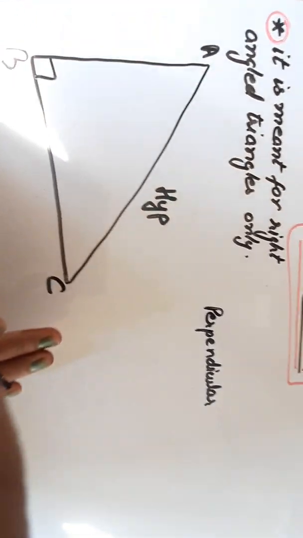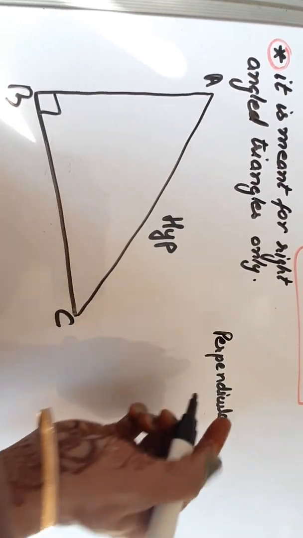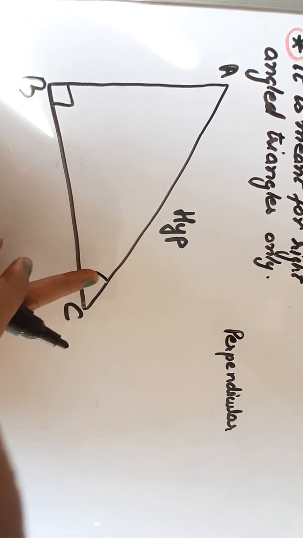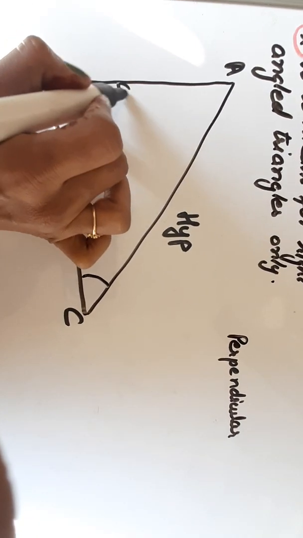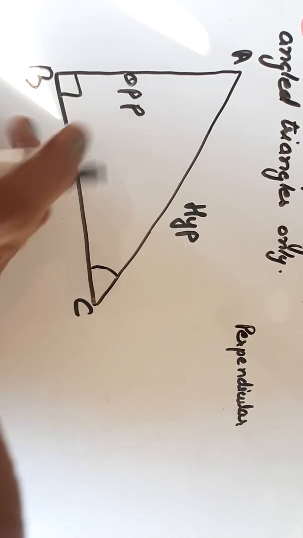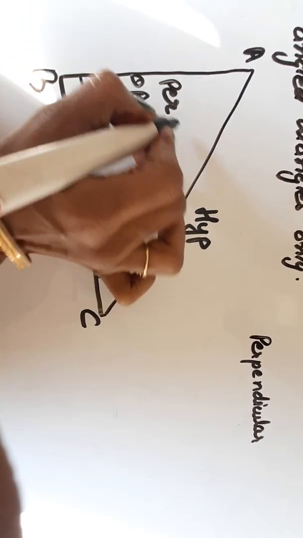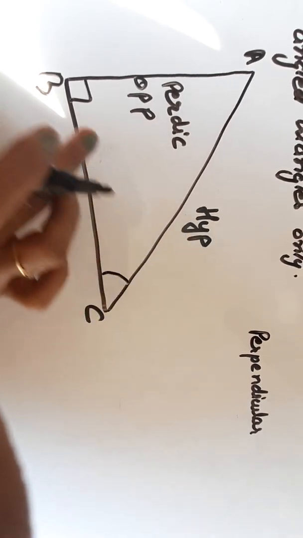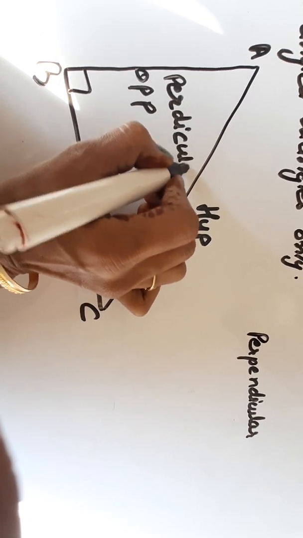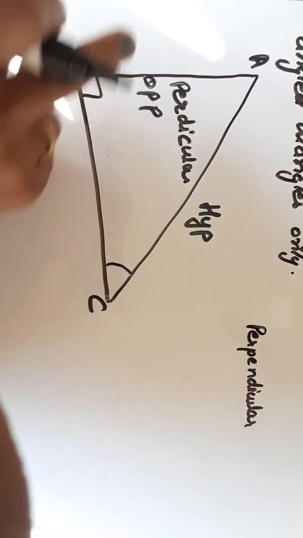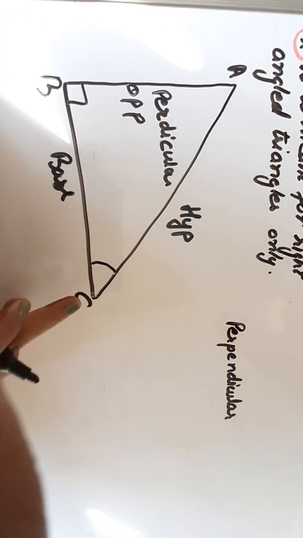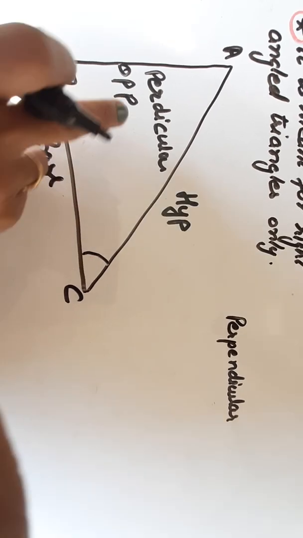But in case of trigonometry, now you must know the perpendicular side. If we take angle C, then the side opposite to the given angle will be taken as the perpendicular, and the hypotenuse is always fixed, which is opposite to 90 degrees. The third remaining side, which is adjacent to the perpendicular, will be taken as the base. So the side opposite to the given angle is taken as perpendicular.